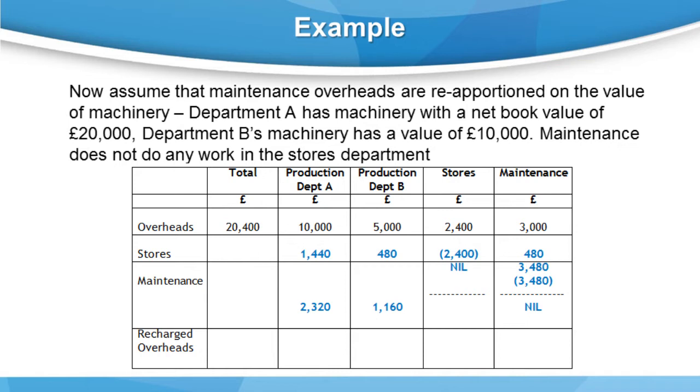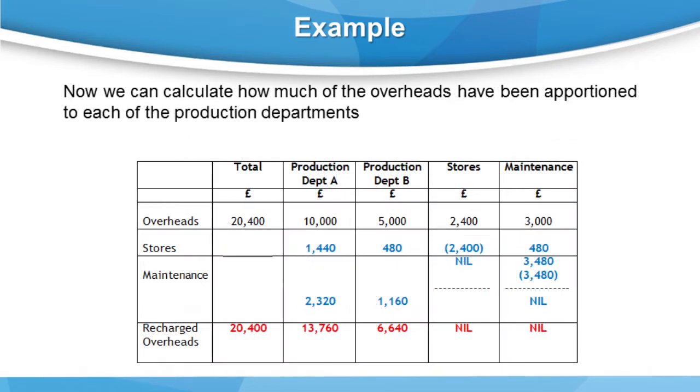The final step is to add up the columns for Departments A and B and to double check that this comes to the original total overheads figure of £20,400. By this stage, we have taken all the overheads of the company and shared them out between the production departments on a fair and equitable basis.